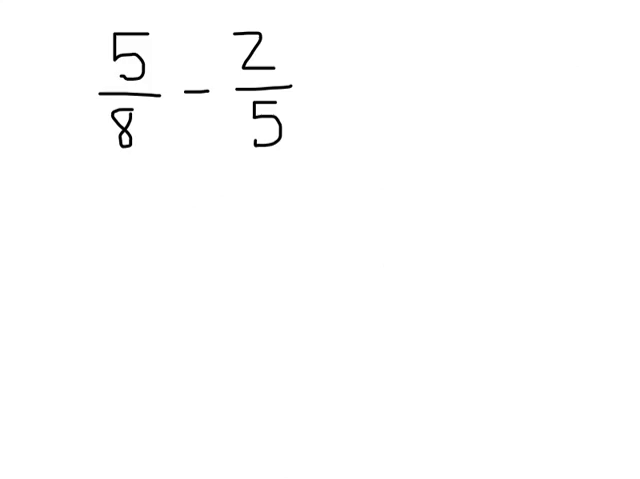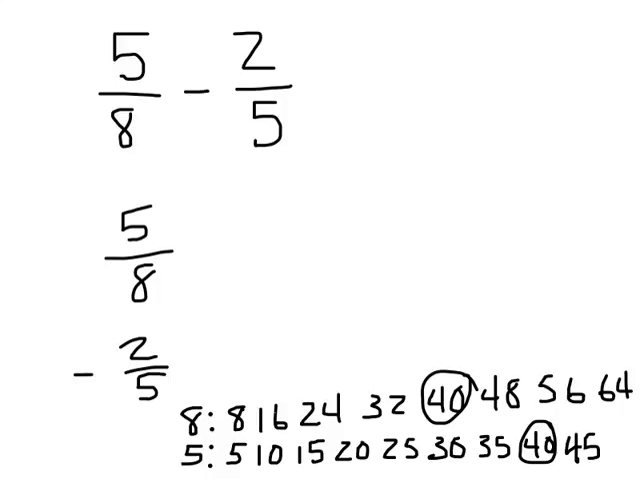Now you try one. What's 5/8 minus 2/5? Well, 5/8 and 2/5 have a least common denominator of 40.